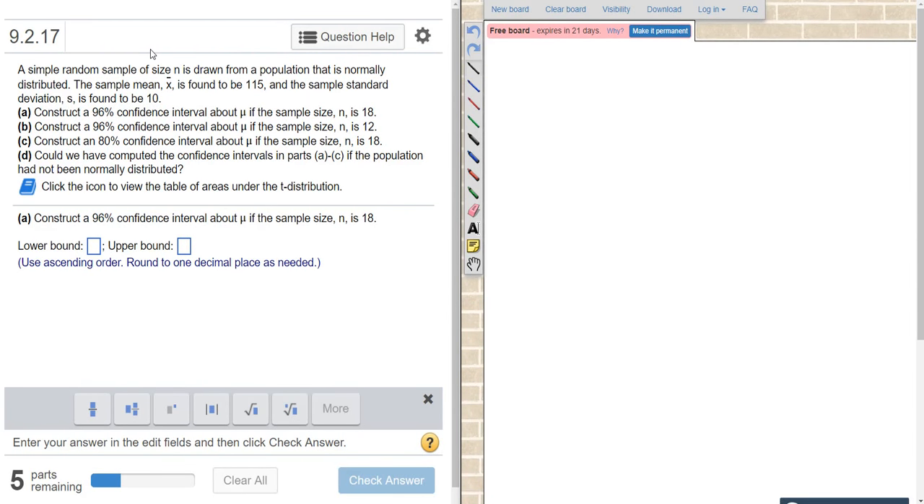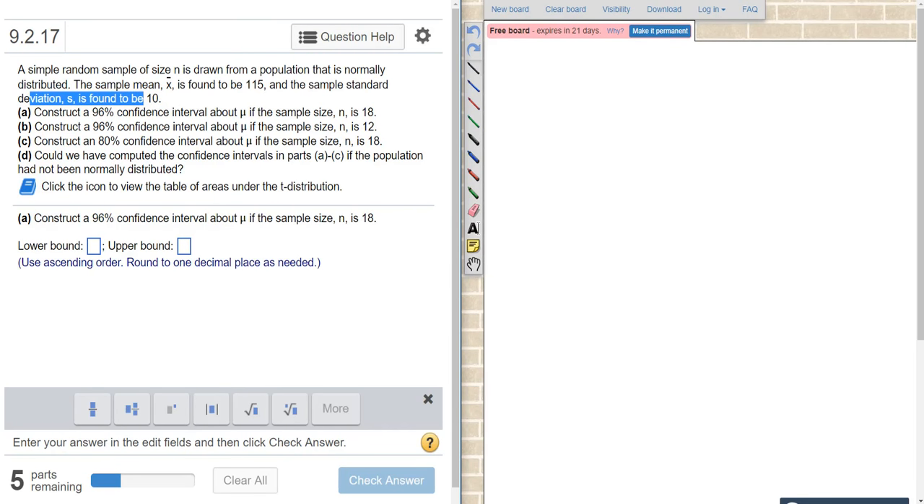Hi, I received this homework question and wanted to make a video to address it since it seems to be a common question. This question is asking us in part A to construct a 96% confidence interval about mu if the sample size n is 18. It's given us x bar to be 115 and the standard deviation to be 10.